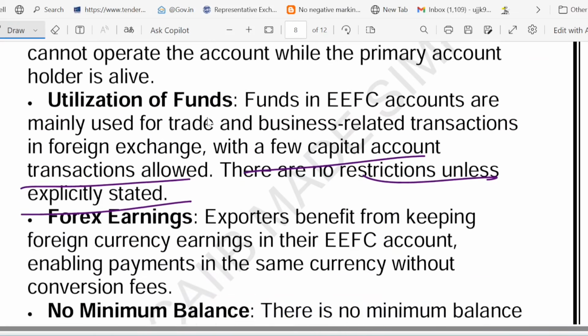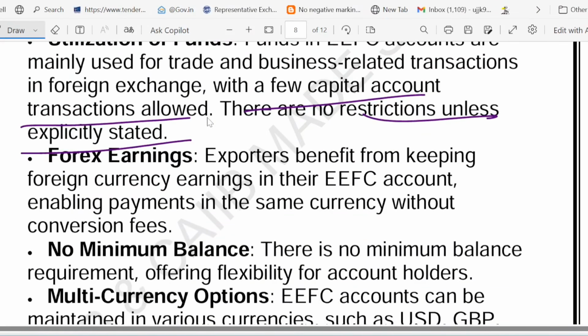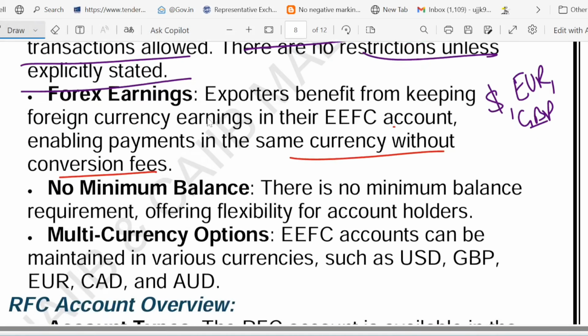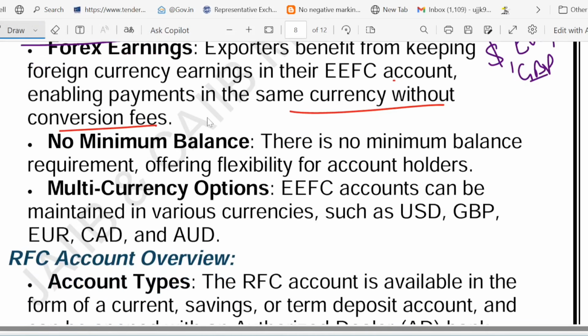Then comes zero conversion fee. Very important, you can pay a foreign supplier directly in dollars. You can pay in euro, or you can pay in Great Britain pound. That is called zero conversion fee. You can see it written here quite clearly, without any conversion fee. Then comes no minimum balance, which means no pressure to maintain a fixed amount. Then comes multi-currency support, so you can hold dollar, GBP, euro, CAD, AUD, that's it.